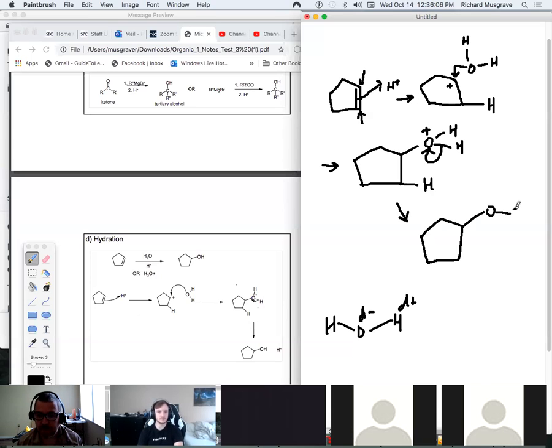So now it's an OH, and then we have H plus as well. So you can see this is catalytic because we start off with H plus and then we end back with H plus at the end. And this H plus can go do this to another molecule.